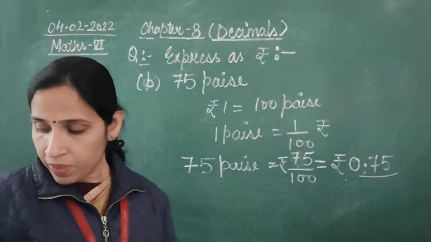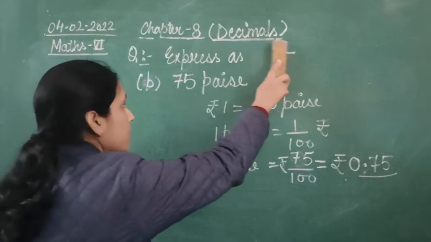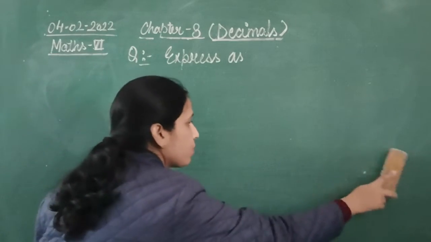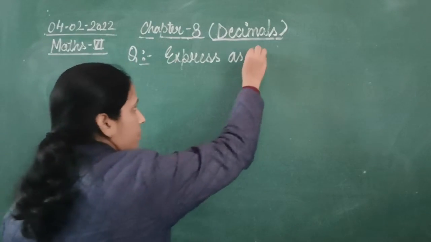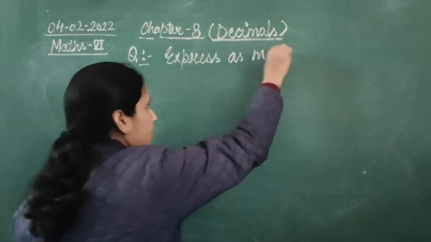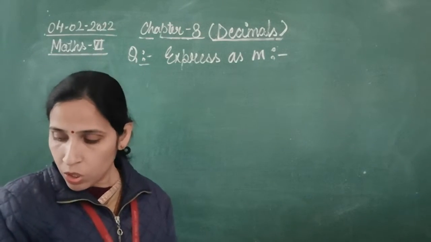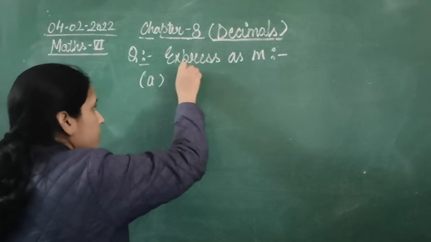Now next, express as meter. The next question is express as meter using decimals. Obviously by using decimals only we can express it. So what is given to you? For example, A part, that is 15 cm.